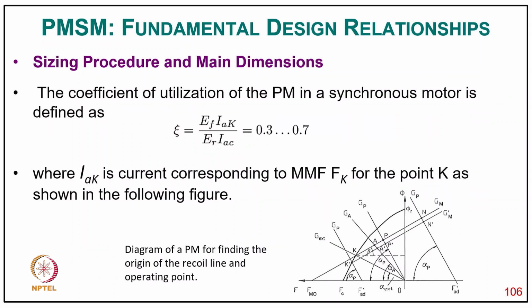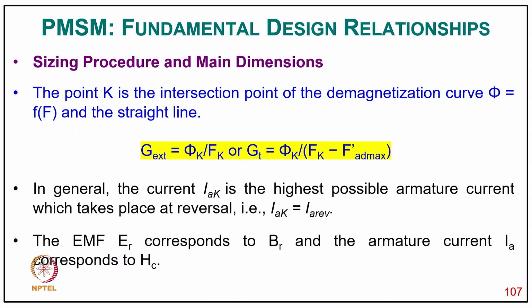So the coefficient of utilization of the permanent magnet in a synchronous motor is defined as eta equal to Ef Iak upon Er Iac, equal to 0.3 to 0.7, and Iak is the current corresponding to MMF Fk for the point K as shown in the figure. Typically, the point K is the intersection of the demagnetization curve phi as a function of capital F and the straight line.